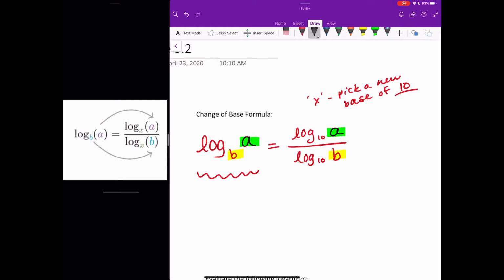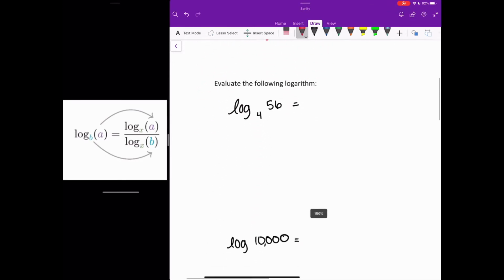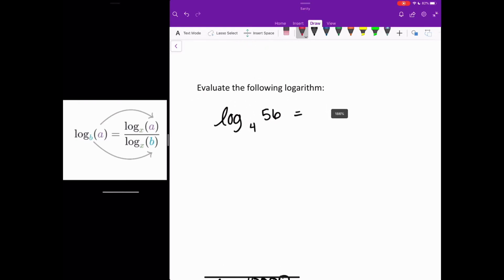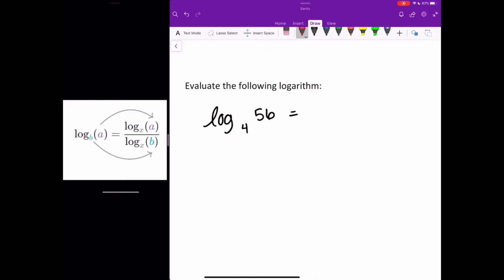And then that's something that you type into your calculator. Since your calculators work with base 10, all you really do is use the log button, so you should be typing in log a divided by log b, and it's going to estimate an answer for you. Again, this is the same kind of stuff that we did, so I want you to evaluate this logarithm using the change of base formula.